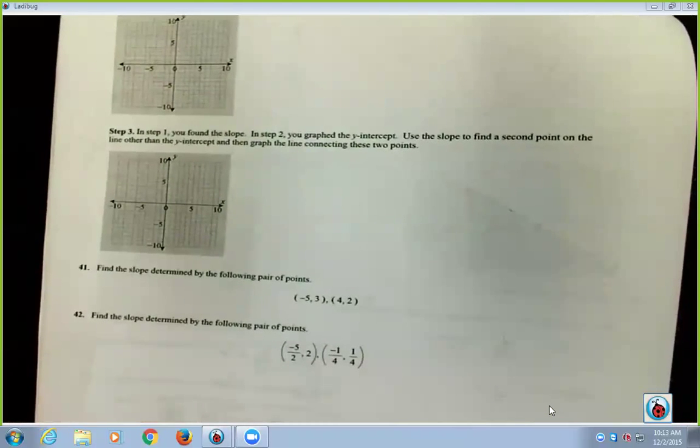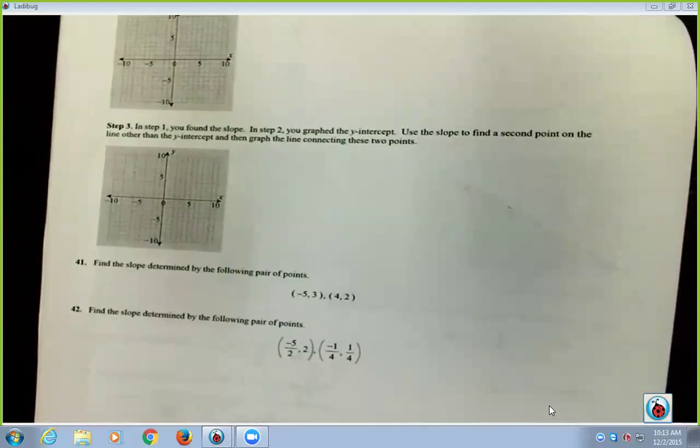Now again, on Monday, you need to have this packet finished. So it's due Monday. So make sure you remember that it's due Monday. And you get it done.